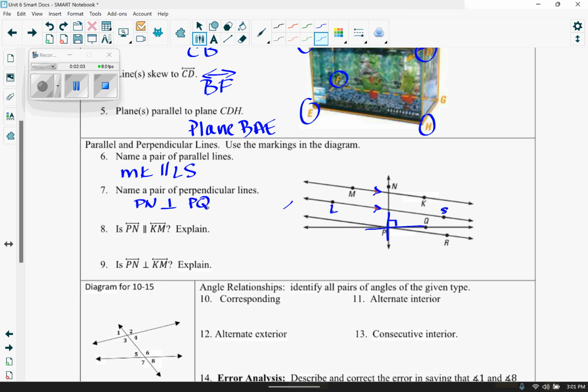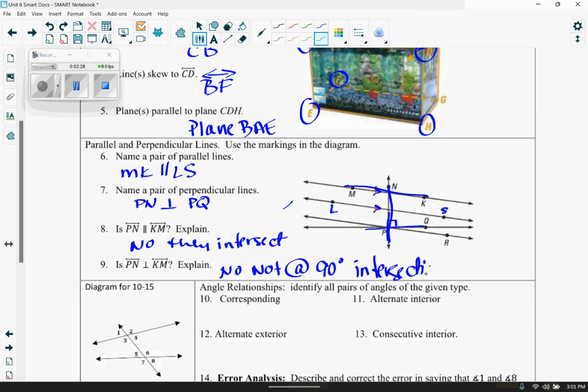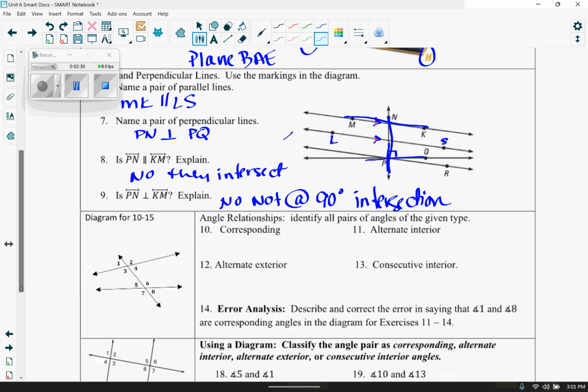Is PN parallel to KM? PN is this one. Is it parallel to KM? KM is this one. No, they intersect. And PN and KM, are they perpendicular? Well, no, not at a 90-degree intersection.